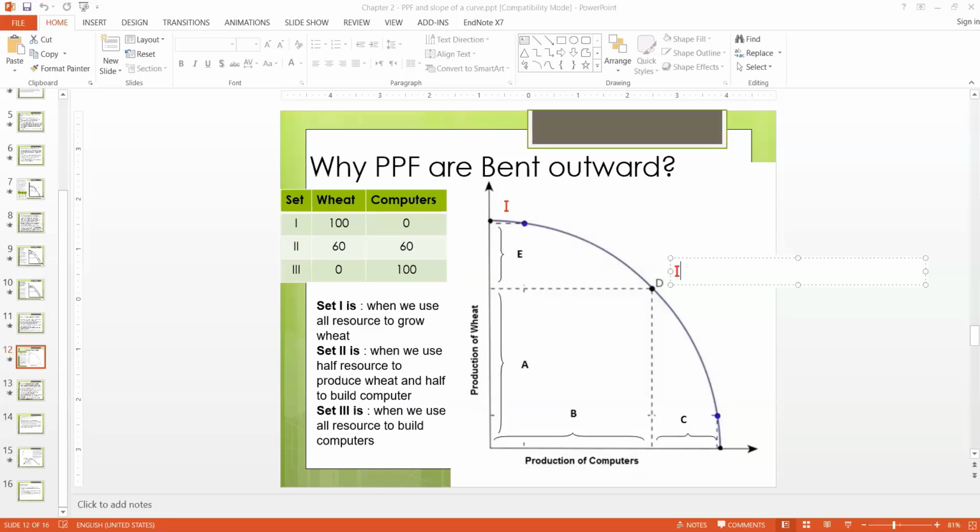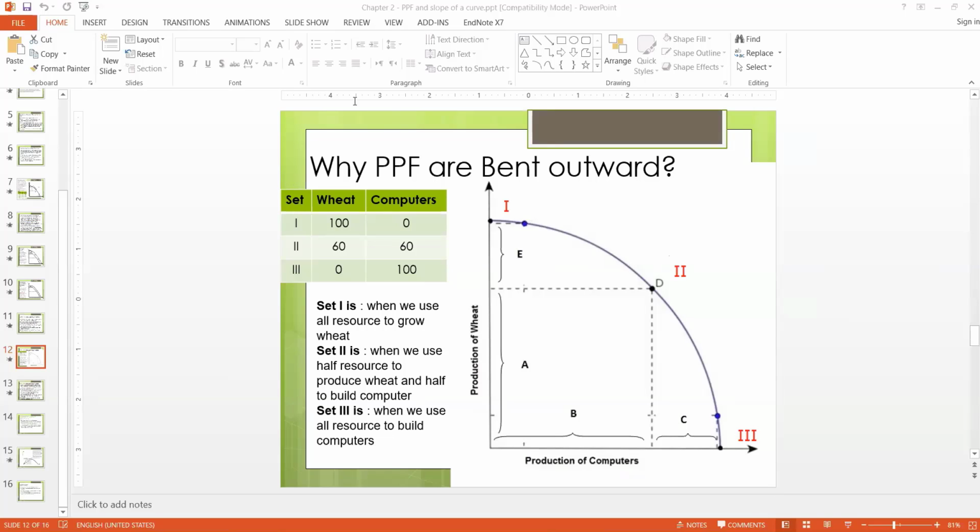So in set two, the farmers are in the field and the engineers are in the factory to produce computers. Okay, and in set three, all of the resources are used to build computers. So set three is here. So this way we draw the line.